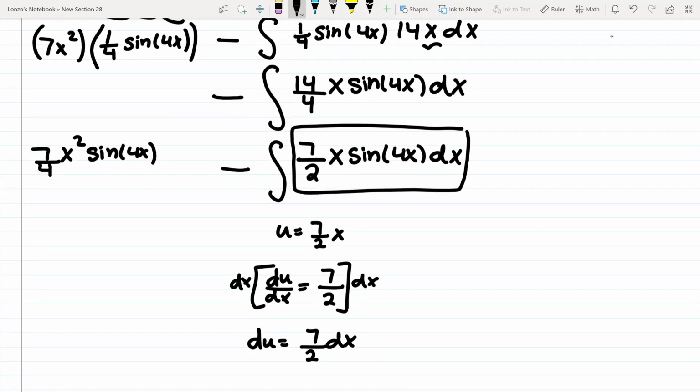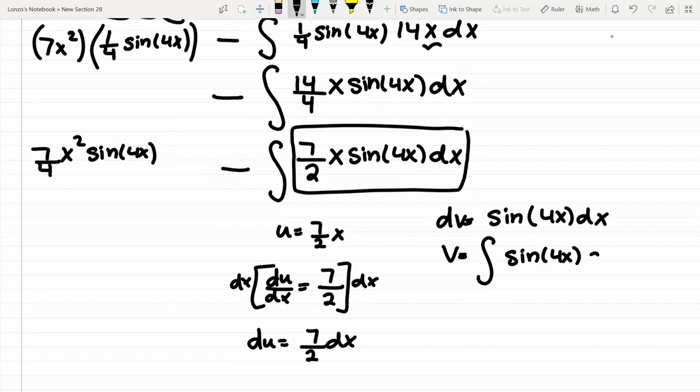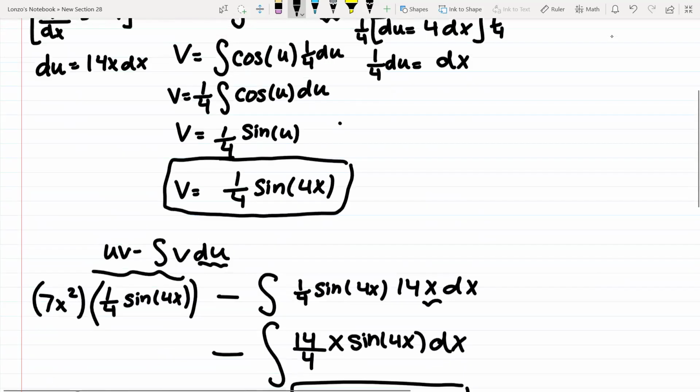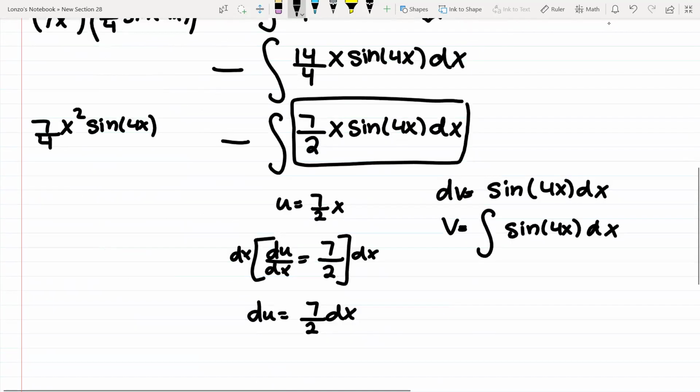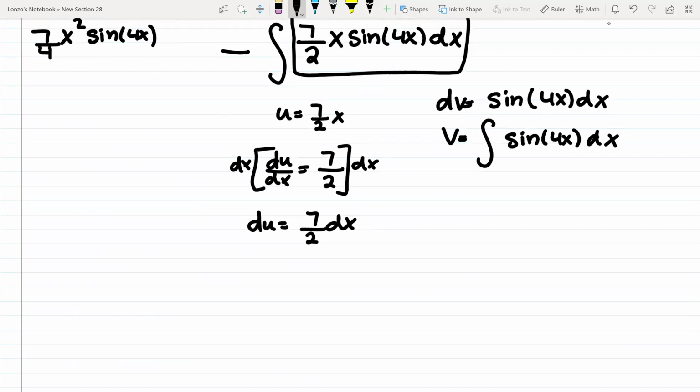Okay, and then what would be my dv? My dv is sin of 4x dx. So my v is the integration of this, so that's sin of 4x dx. Now I think I boxed it. I didn't, so I have to do this first. What is the integration of sin of 4x dx?